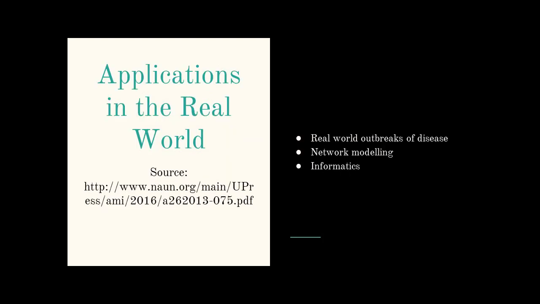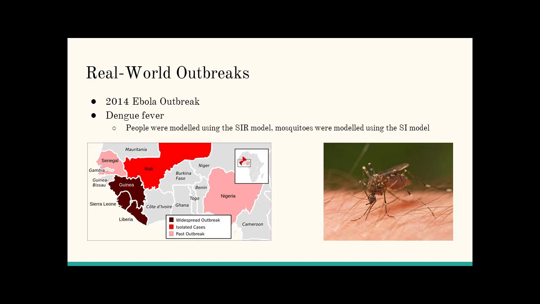The SIR model is not limited only in theory, it has real-world applications. It has modeled various real-world outbreaks in various systems outside the field of epidemiology. It has its uses in modeling networks, informatics, and economics and finance. Some real-world outbreak examples are the 2014 Ebola outbreak in West Africa and the dengue fever. Dengue fever is an interesting example, as mosquitoes are the primary disease vector, and is modeled with the SI, or susceptible and infected model. People infected by the dengue fever are modeled by the SIR model.